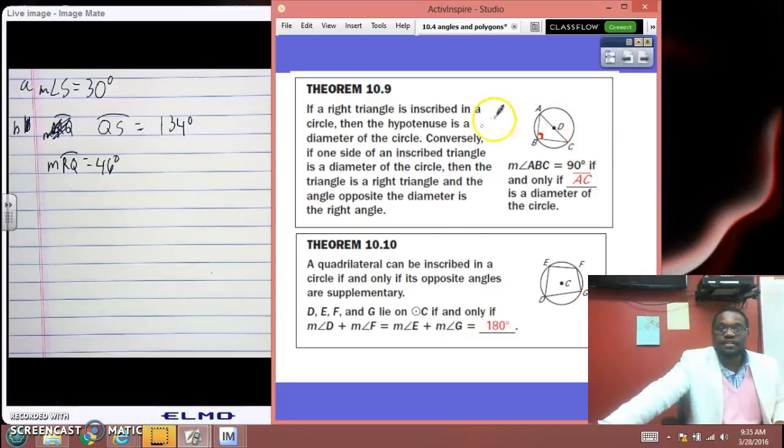Alright, the next one says a quadrilateral can be inscribed in a circle if and only if its opposite angles are supplementary. So that means angle E plus angle G equals 180. Also, angle F plus angle D equals 180. So this one makes sense. If that's 90 degrees, then times 2 gets you 180, divided by 2 gets you 90, going either direction. Here, opposite angles are supplementary.